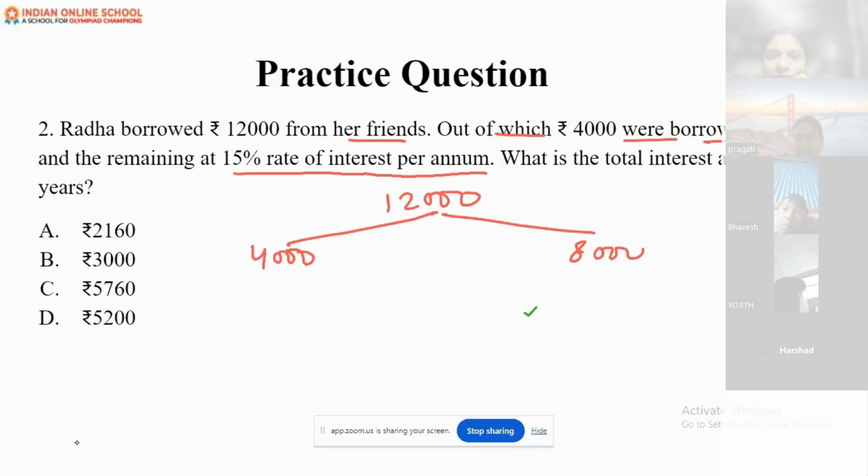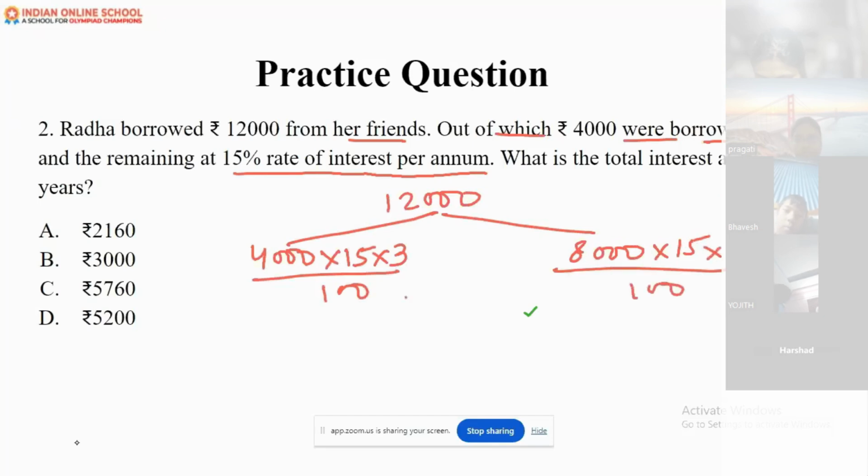8,000, correct. So it will be at which rate of interest? 15. And for how many years? 3 years. Now calculate it.